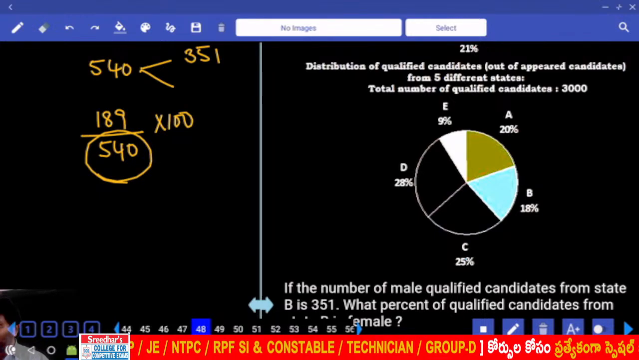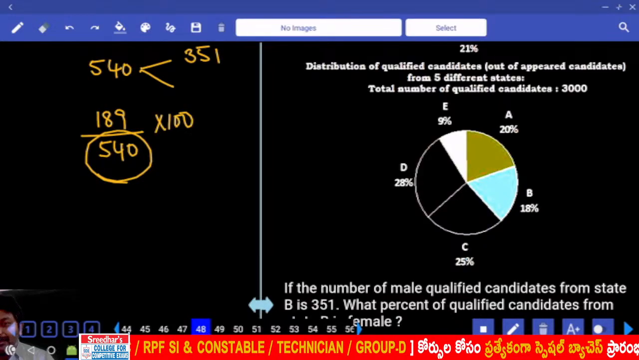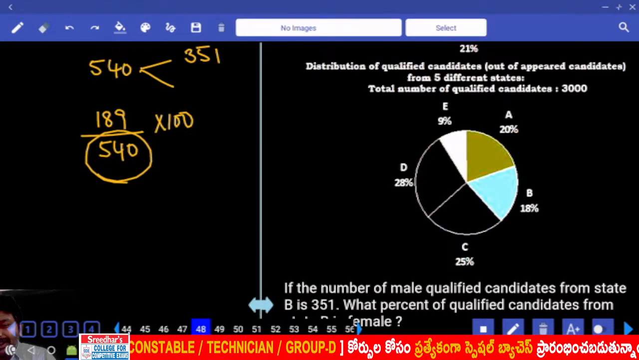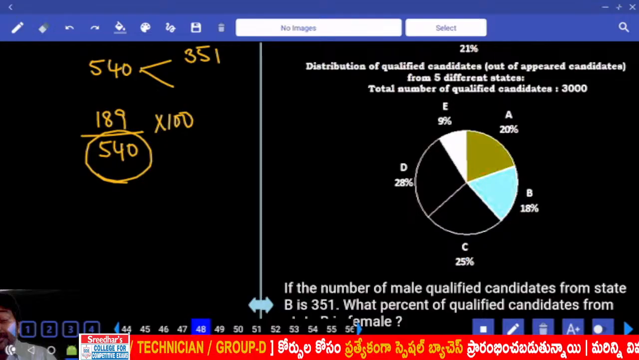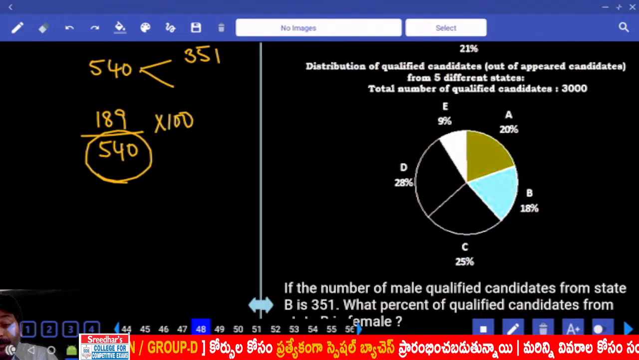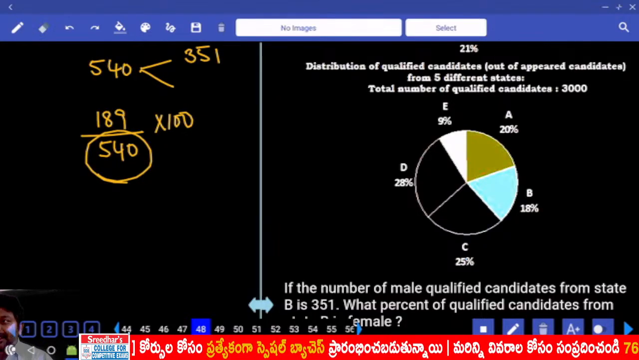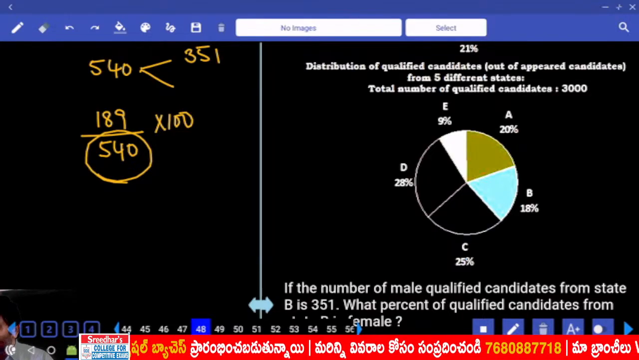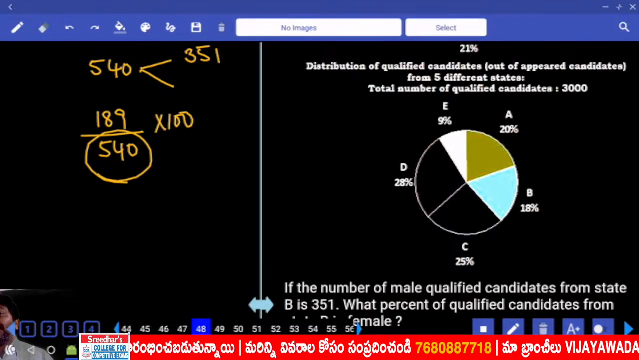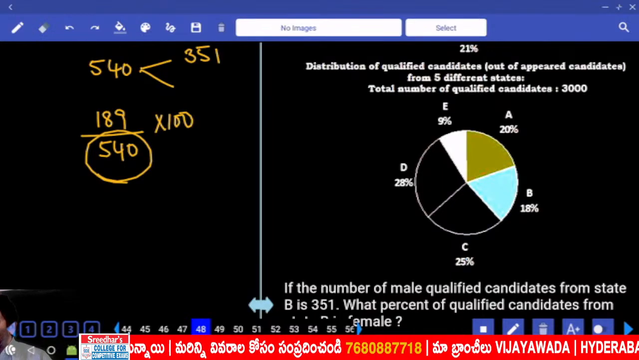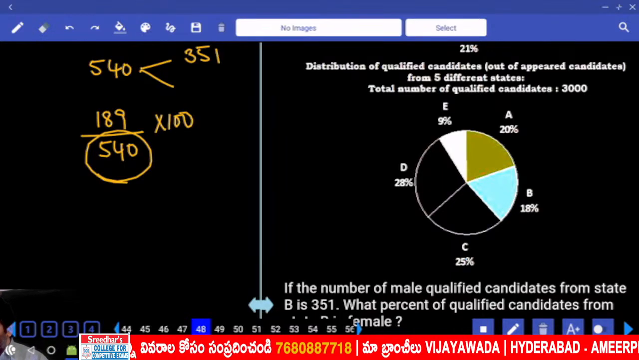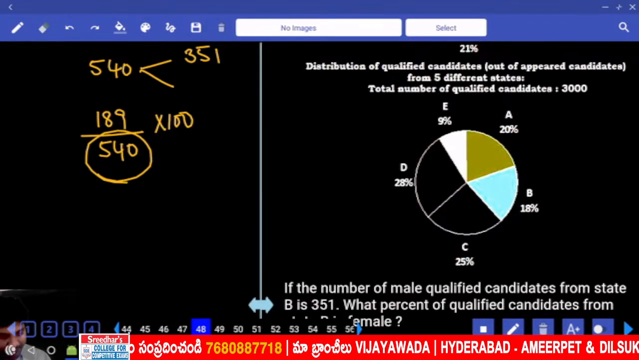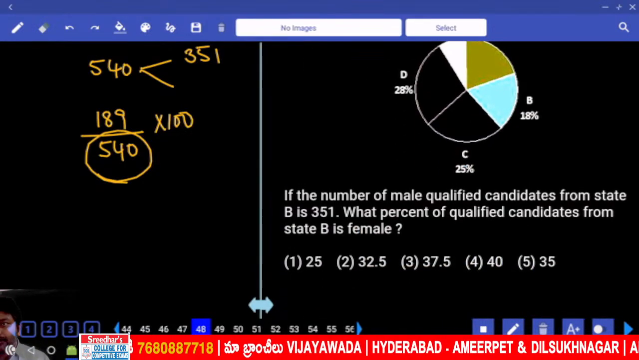What are you people talking about? Don't go like that. 540. What is 1/3 of 540? Numerator is more than 180 or less than 180? How much more? Little bit more only. So it should be definitely more. What do you mean by 1/3? 33 1/3. Answer should be little bit more than 33 1/3%. Go to options.